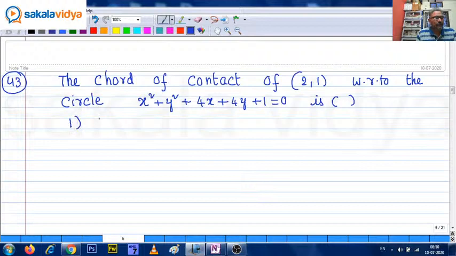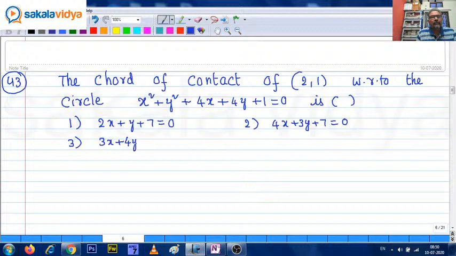The first option is 2x plus y plus 7 equals to 0. Second one is 4x plus 3y plus 7 equals to 0. Third one, 3x plus 4y plus 1 is equal to 0. Fourth does not exist. This is the question. Okay, maybe postponed.